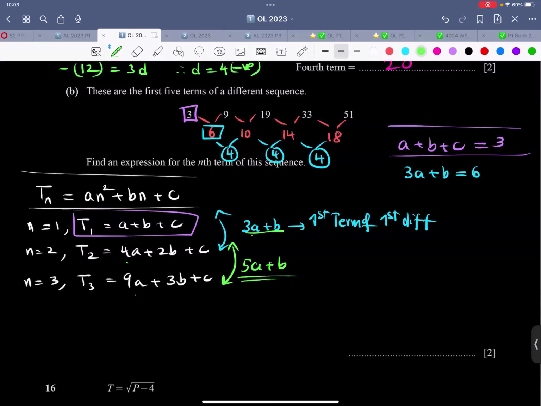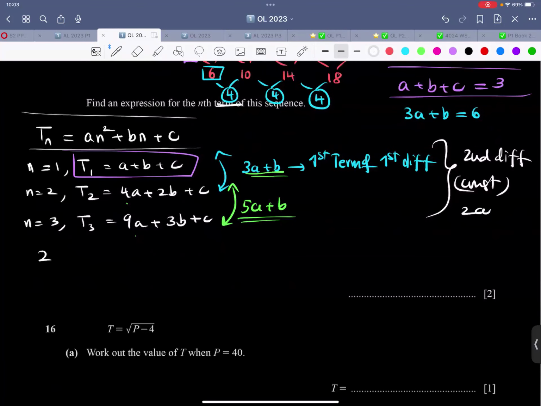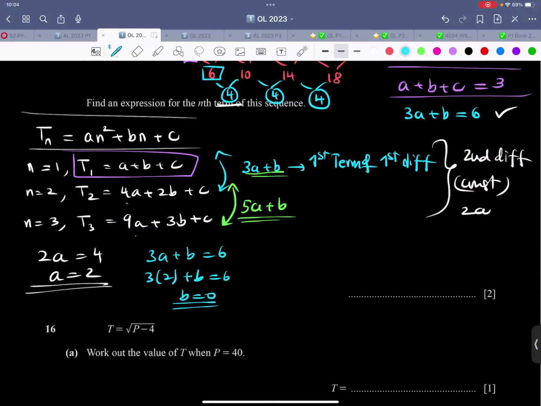Now, if I take the difference between these two, we get the second difference, which is constant. This is 5a minus 3a, which is 2a. So now 2a equals 4. So now this is the working: 2a equals 4, a equals 2. That's the first thing. Plug into the blue equation, 3a plus b equals 6: 3 into 2 plus b equals 6. Therefore, b comes out to be 0.